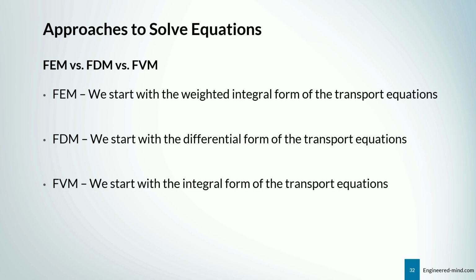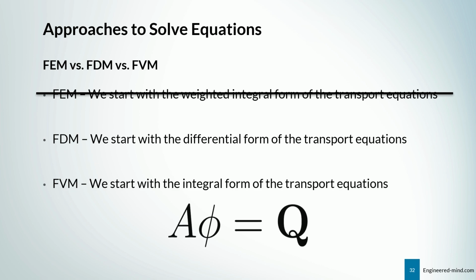This method is also known to be conservative. That's because we use the integral form and not, for instance, the differential form. So we said that FEM is not that relevant, and if we use one of both methods, like FDM or FVM, we get the following system of equations, which looks like this. So almost looks like A times X equals B, and I'll just have rewritten it in a more general form, A times phi equals Q.